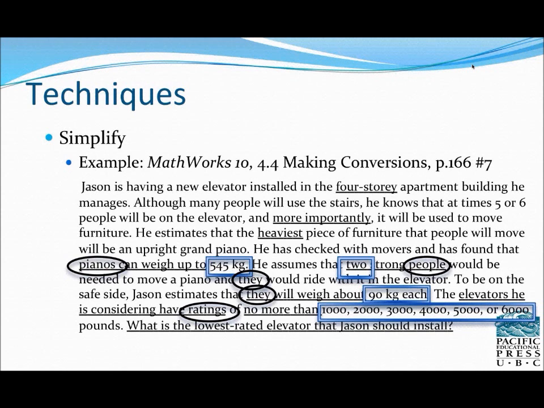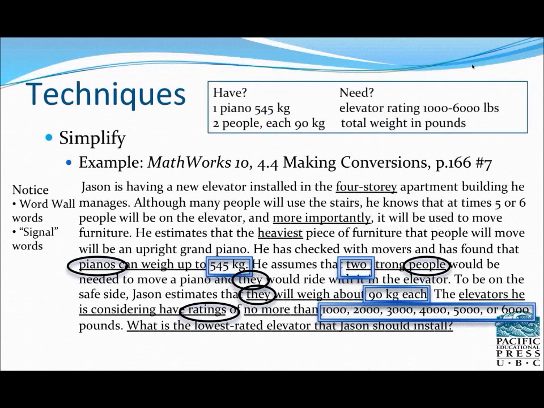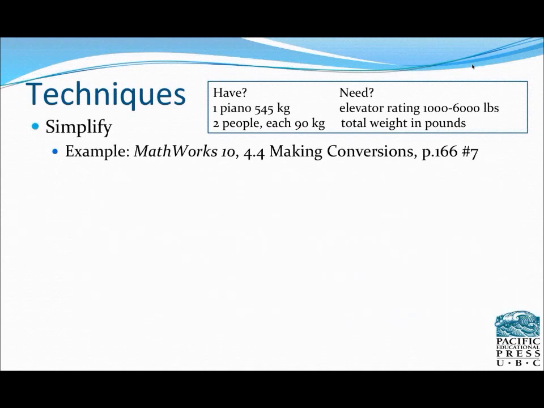Are we missing any information? We don't seem to be, but we would still need to read through the remaining sentences to check, noticing any word wall words or signal words in the process. For the sake of time, I'll tell you that we are safe to move on to the next step, which is break it down. What do we have? What do we need? Well, we've got 1 piano and 2 people and their masses in kilograms, and we need an elevator rating between 1,000 and 6,000 pounds. In other words, we need the total weight in pounds. Let's eliminate the problem so we have some space to work on solving it.